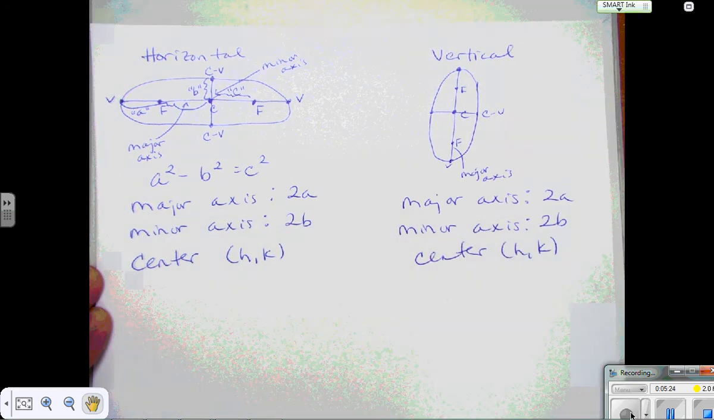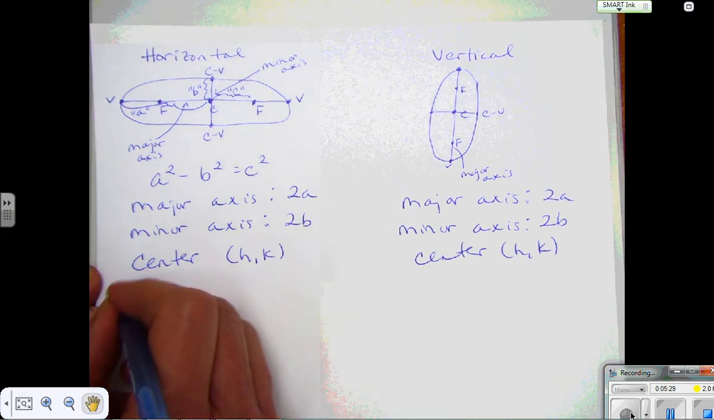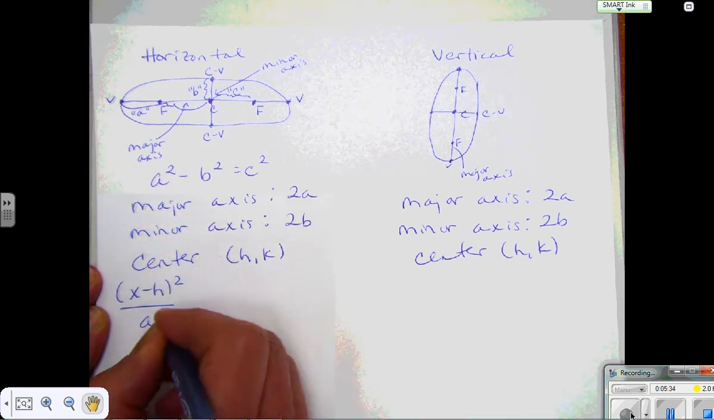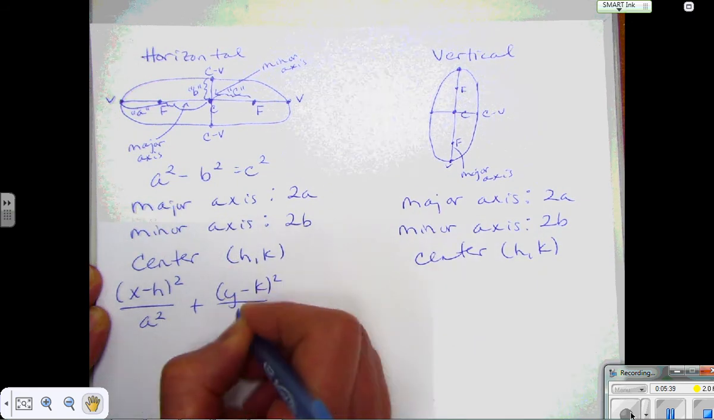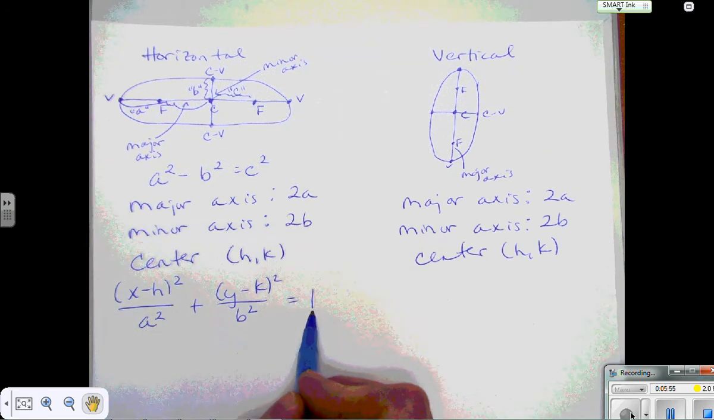Okay, so let me write your equations down for you. For a horizontal ellipse, your standard form is (x minus h) squared over a squared plus (y minus k) squared over b squared equals 1. So this is where your A and your B are used, and your constant value is 1. This is never going to change. That's always going to be equal to 1.